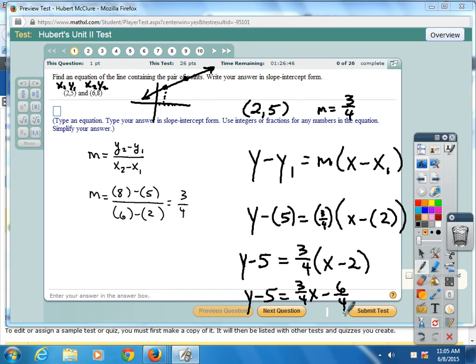You can reduce that down to 3 halves if you want to. It doesn't matter, you can do it at the end. 3/4 x minus 6/4 plus 20/4. Then your final answer is y is equal to 3/4 x, and then minus 6 plus 20 is 14. 14 divided by 4 is 7/2, plus 7 halves.